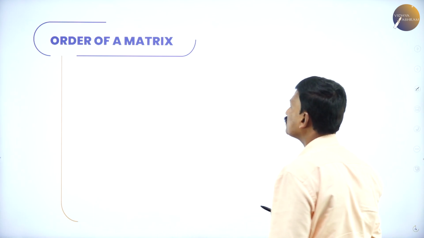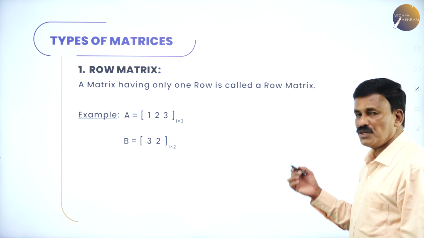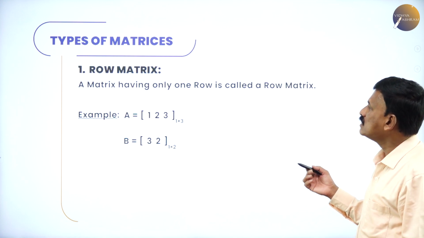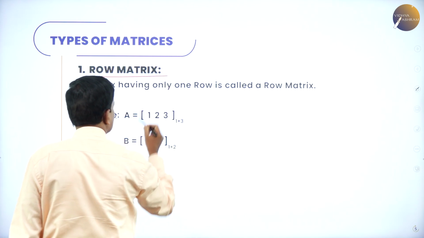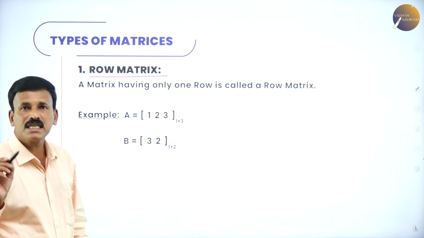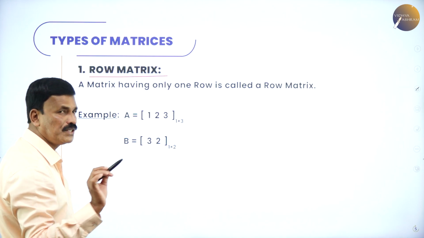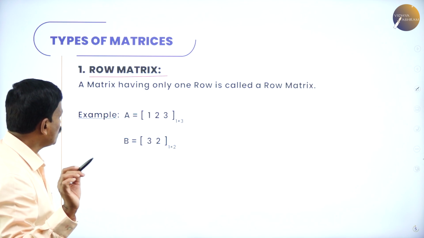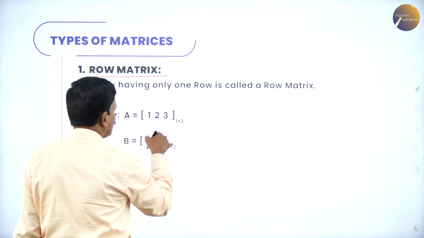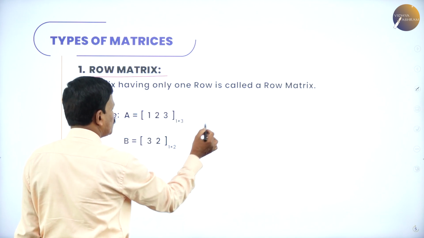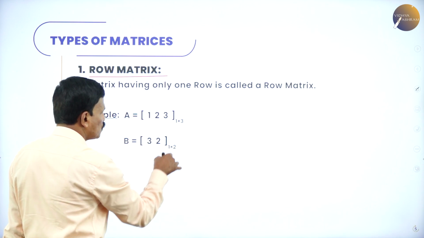Now, next, let us come to these types of matrices. So we are going to study different types of matrices. Here, the first one is called a row matrix. A matrix having only one row is called a row matrix. It will have only one row. The number of columns doesn't matter. You see here, this contains one row and one column, two columns, three columns. So 1 into 3. This contains one row and two columns.